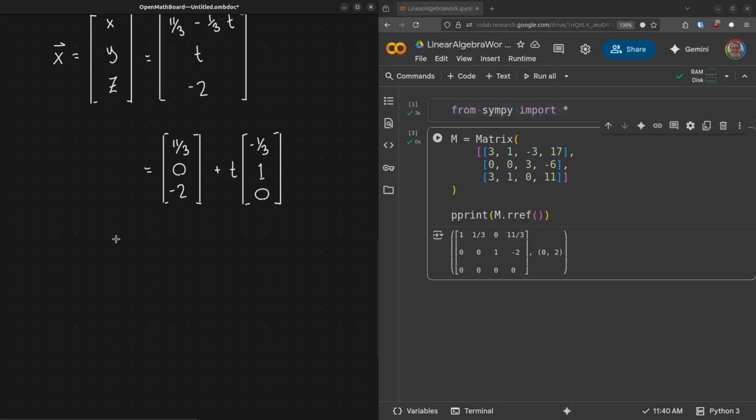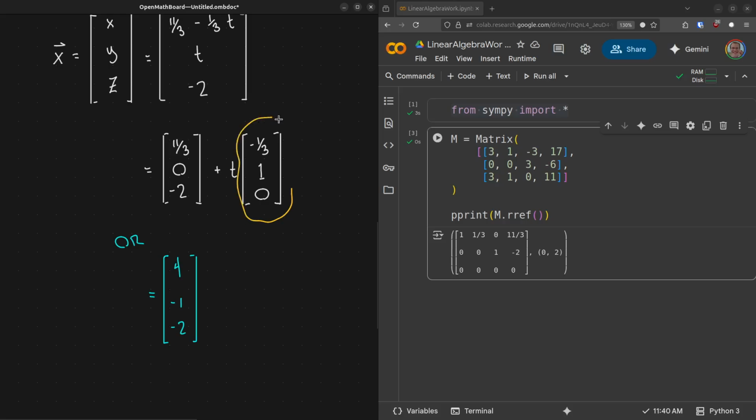For example, I could choose, let's see, let me make sure I get this right. 4, -1, -2, that is a point on the line. If you choose t equals -1, 11/3 minus -1/3 is 12/3 or 4. 0 minus 1 is -1. And -2 minus 0 is -2. Okay, so this is the point on the line that I get when t is equal to -1.